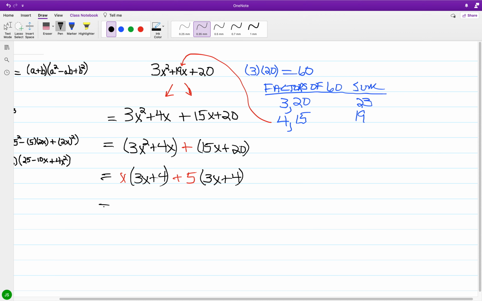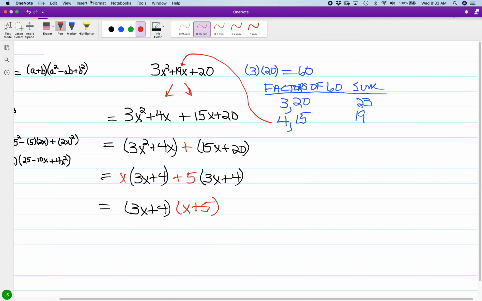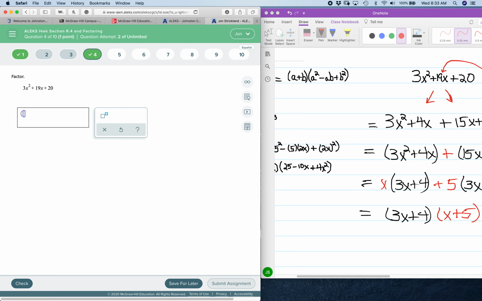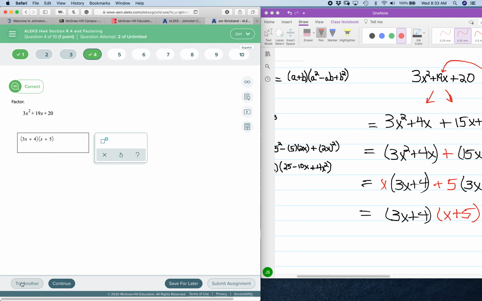So we have a common factor between the groups, 3x plus 4. This will be one factor, and the other is the quantity x plus 5. Testing it out, I have the quantity of 3x plus 4 times the quantity of x plus 5. Checking the result, the answer is correct.